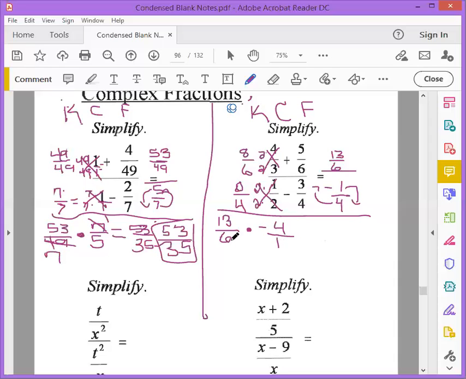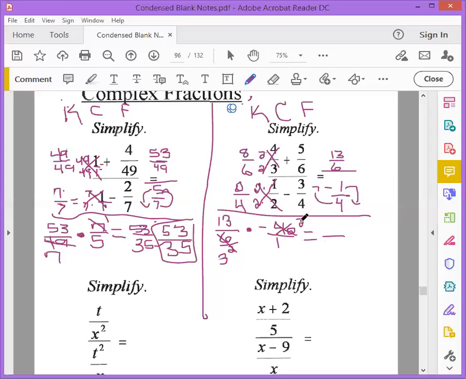Now we'll look to see if we can cross cancel here. 2 can be divided into 4 and 6. So we're going to divide both of those terms by 2 to simplify. So 6 divided by 2 will make that a 3 in the denominator. 4 divided by 2 will make this a 2 in the numerator. Now we would just multiply across.